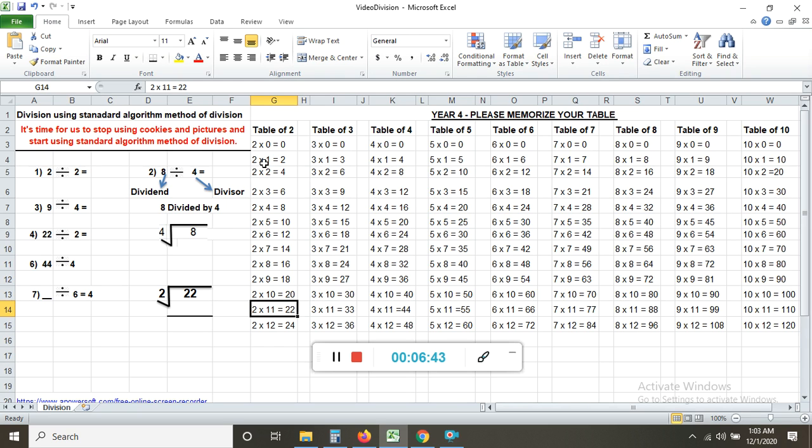Or we could just take one step at a time. We would do 2 by 1 is 2. Let's just try this. 2 by 1 is 2. And then we do the same thing again. 2 by 1 is 2. Let's see if it works for us. Alright, so we are done, and 22 minus 22 is 0. So we have 11 as our answer with a 0 remainder.